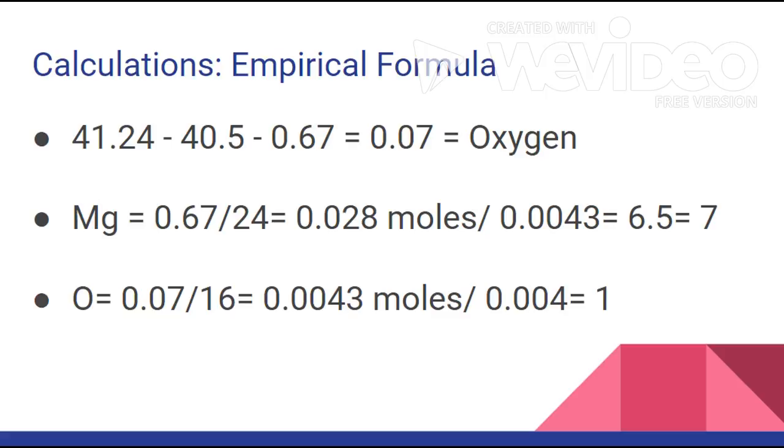Magnesium is 0.67 divided by 24. Its amount is 0.028 moles. Oxygen is 0.07 divided by 16 equals 0.0043 moles. 0.0043 moles was the smallest one, so we divide each number of moles by that. 0.028 moles divided by 0.0043 equals 6.7, which rounds to 7. 0.0043 moles divided by itself is 1.